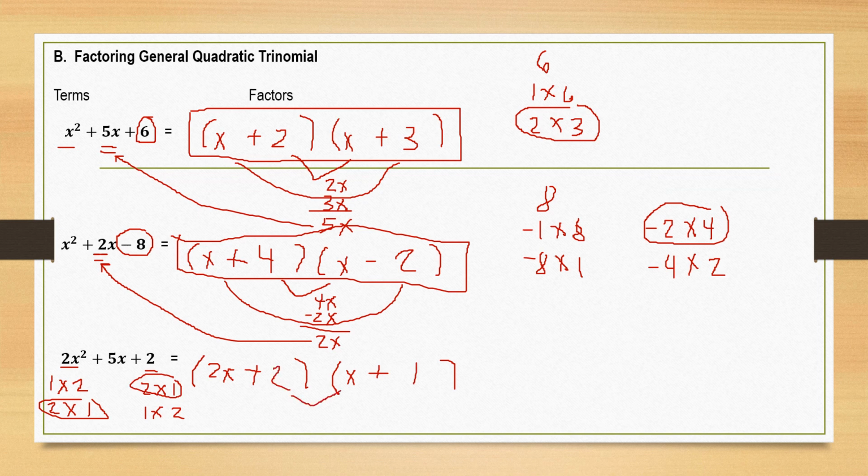Let's check. 2 times x is 2x. 2x times 1 is 2x. So if we add the two, that is only equal to 4x. So as you can see, it did not match the middle term. So therefore, this is not the factor of the given trinomial. So we will try another one.